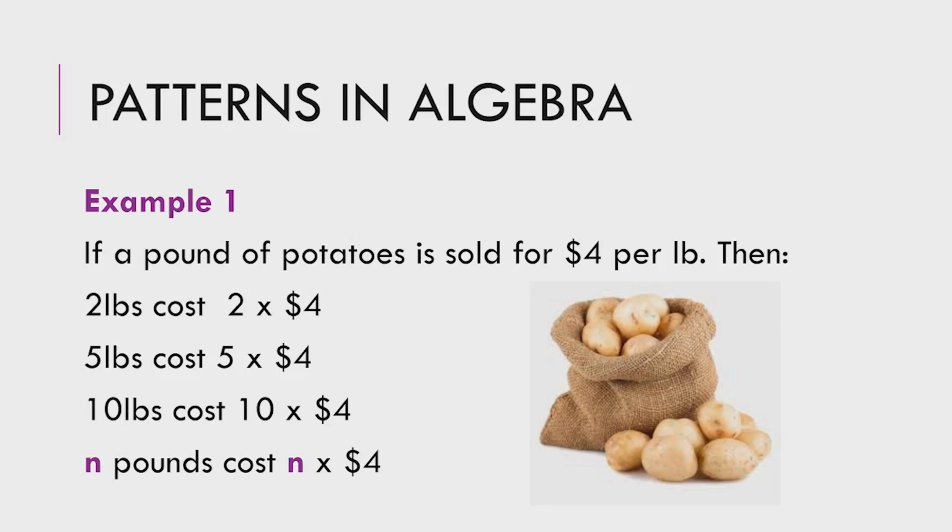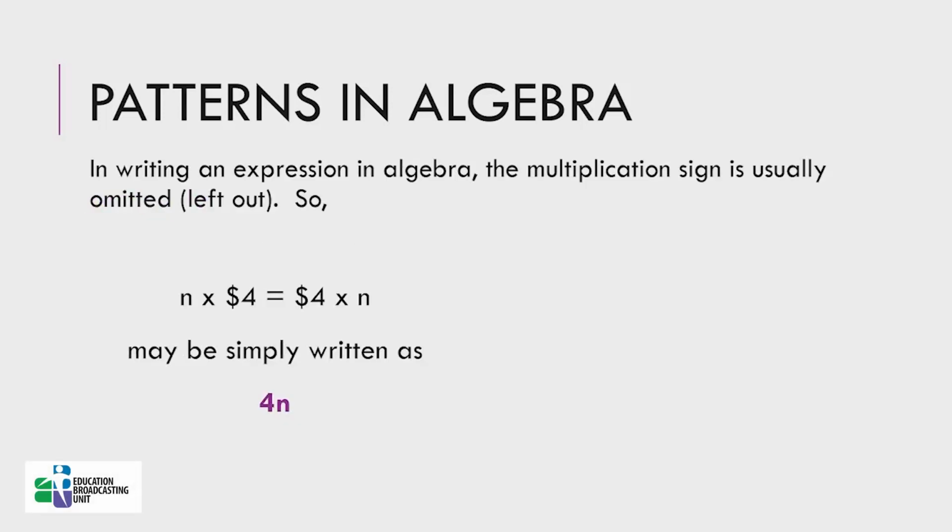But in algebra, instead of saying 2, 5, and 10, those values are represented by a letter, in this case, n. N pounds cost n times 4. For instance, n times 4 can also be seen as 4n. Writing in algebra, the multiplication sign is usually omitted or left out. So if you see that, please note that the operation to be performed is multiplication.